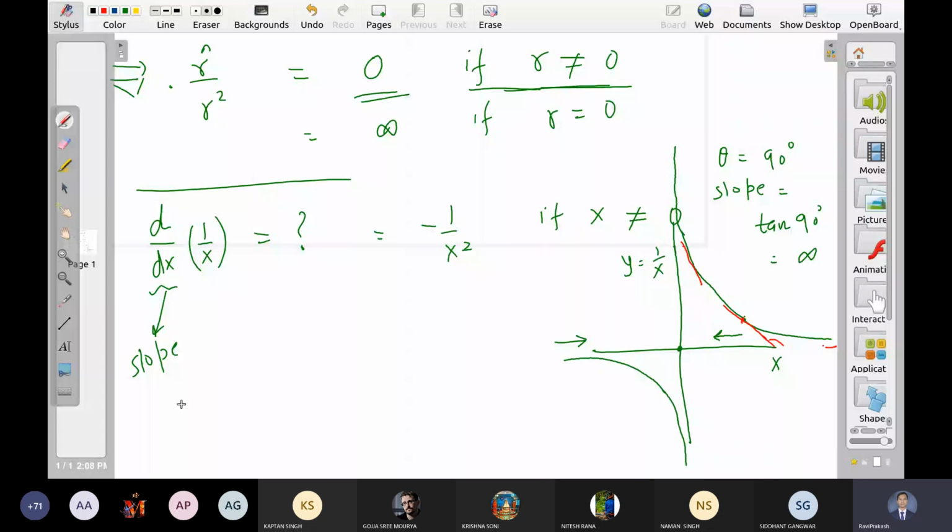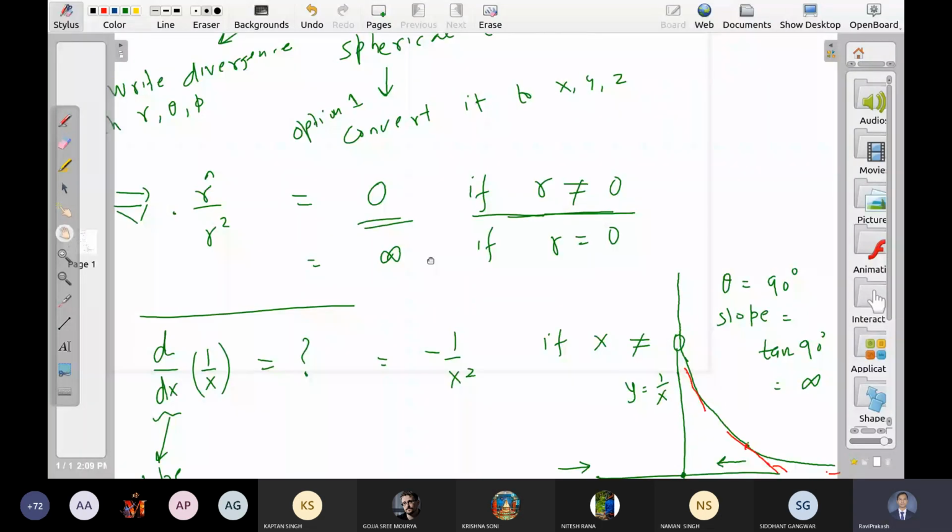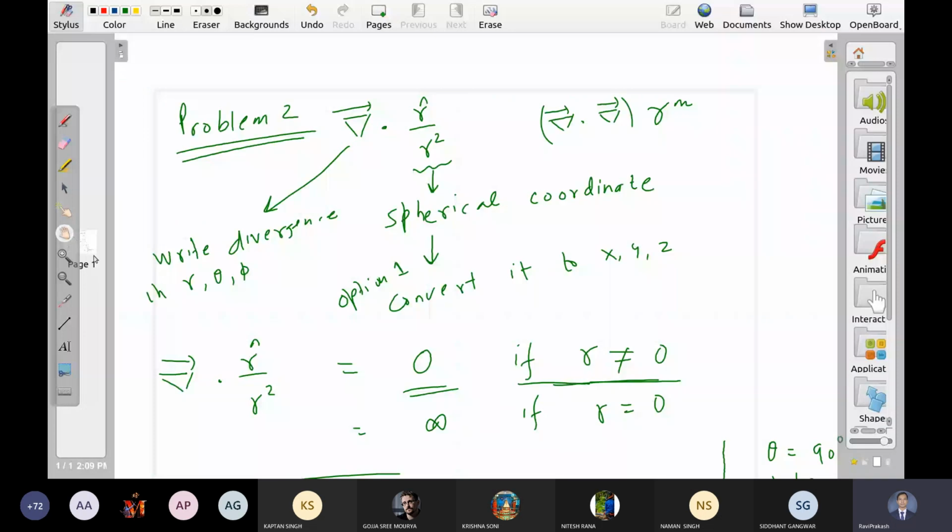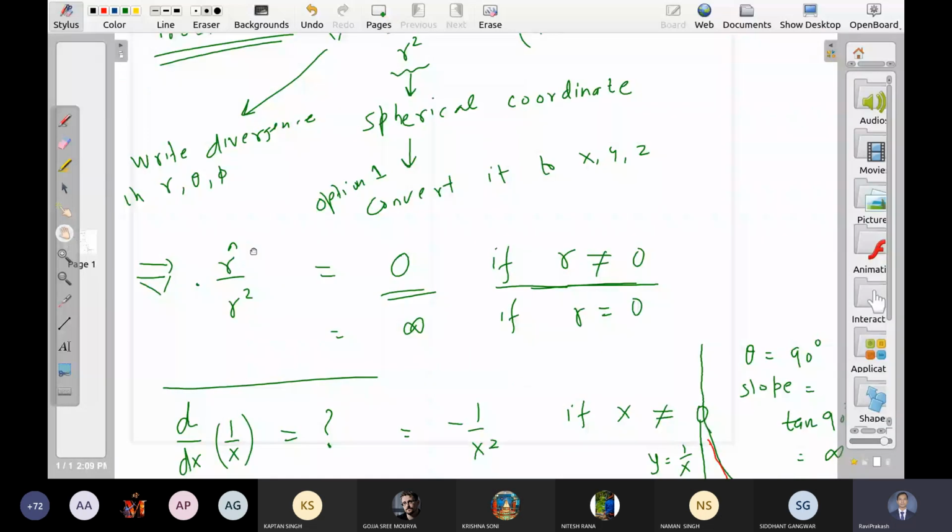Same problem comes with log x. Its derivative also has the same problem. And therefore, this is also like the derivative of 1 by r square. And therefore, this is 0 only if r is not equal to 0. The question is then, what is the divergence of this function at r is equal to 0?